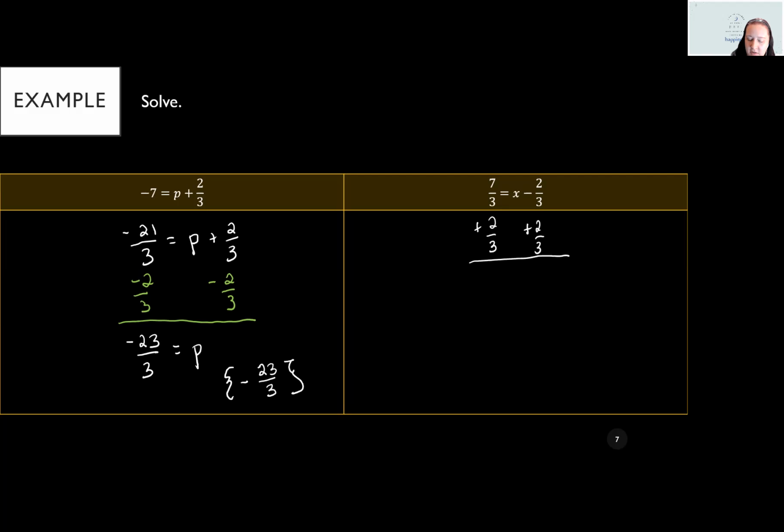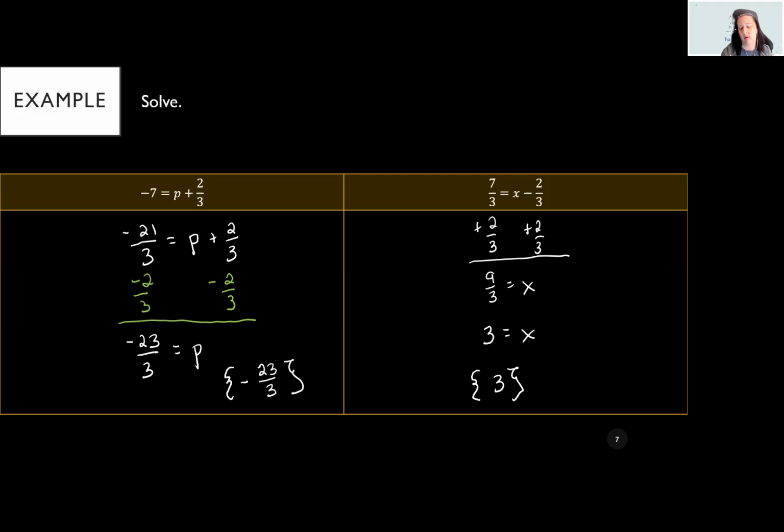So 7/3 plus 2/3, 7 plus 2 is 9. So we get 9/3 equals x. And then our 2/3 part cancels, a negative and a positive will cancel out. Now we want to try to reduce. So 9 over 3 does reduce. We can divide both the top and the bottom by 3, and we end up with an answer of 3. So we get 3 is equal to x. So our solution set is 3.